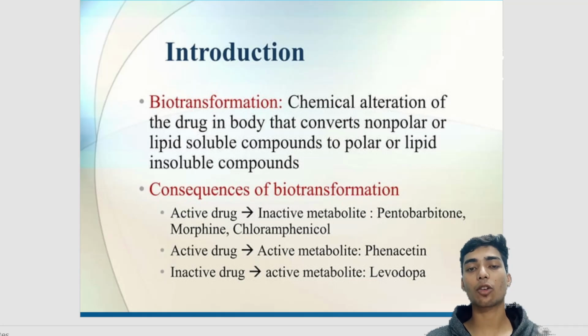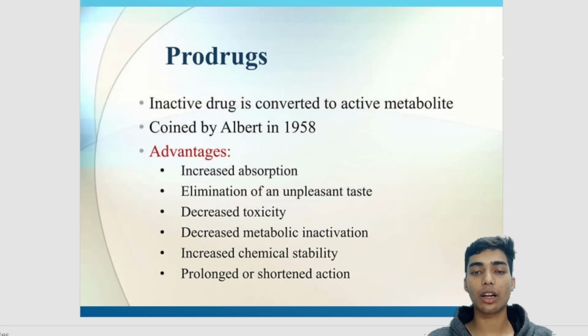Here we are talking about an inactive drug, which is also known as a prodrug. A prodrug is basically an inactive form of a drug which is metabolized inside the body to be converted to the active form. In the usage of a prodrug, there are certain advantages over using the active drug directly. These advantages are increased absorption, elimination of unpleasant taste, decreased toxicity, decreased metabolic inactivation, increased chemical stability, and prolonged or shortened action.